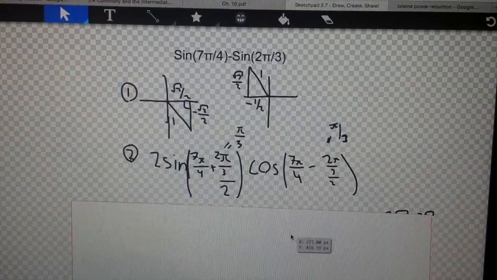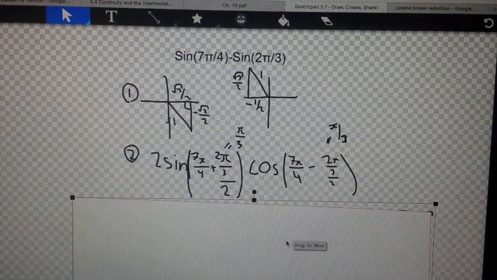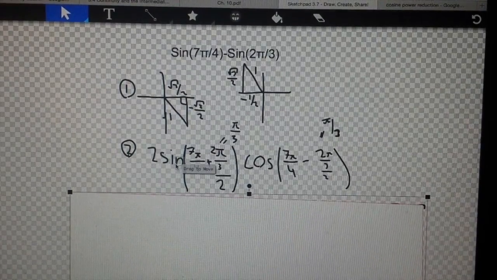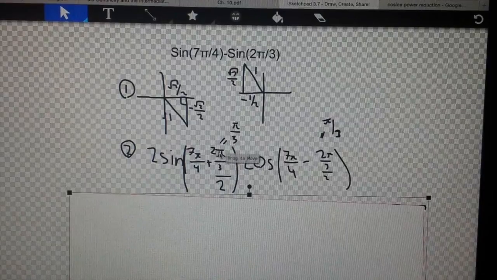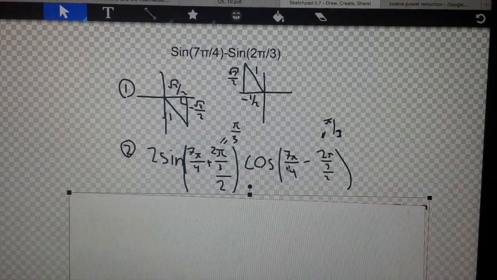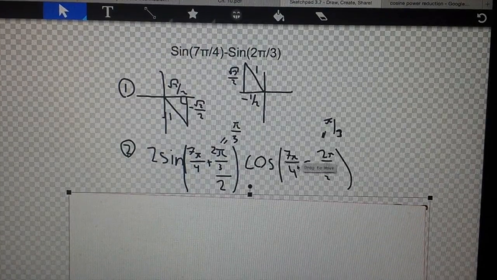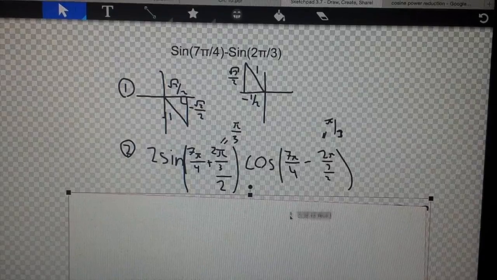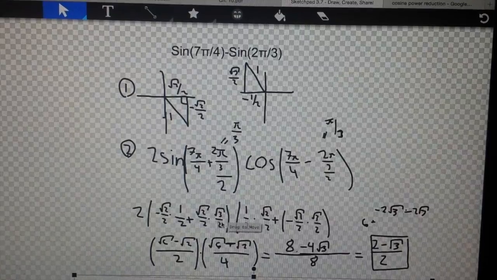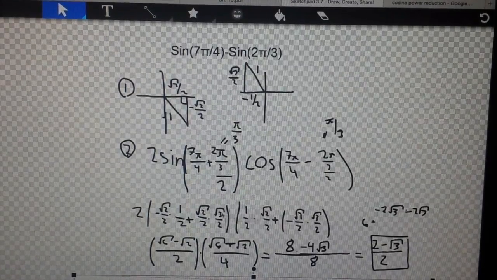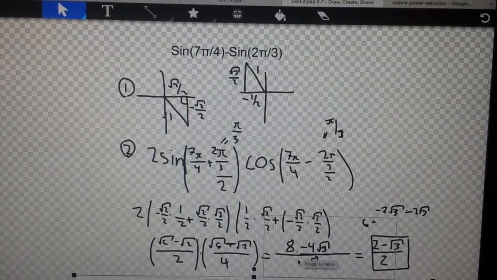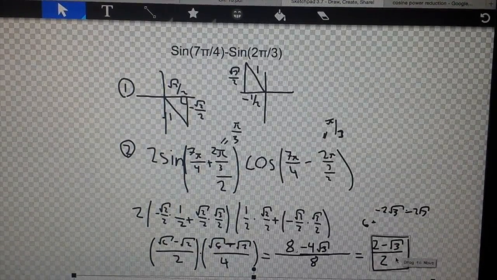Plug it into the equation, which in this case is 2 sine of (a plus b) over 2 and cosine of (a minus b) over 2. So moving further down to show my work, you see I just use the sum and difference formulas, and then multiply them together and by 2, and I get 2 minus root 3 over 2.